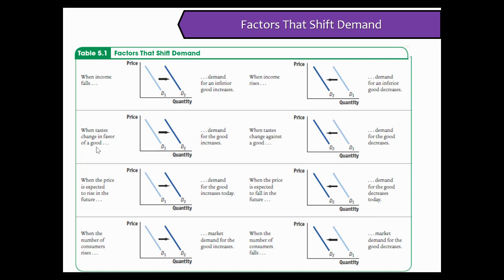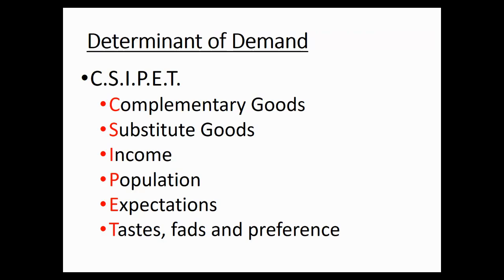Tastes, fads, preferences. If it's favorable, we'll see a demand shift to the right. If it's not favorable or it's not a fad, it'll shift to the left. When we talk about expectations of future prices, when we expect the future prices to rise, we'll buy more of a product today. So we'll see a shift to the right, an increase in demand. When we expect future prices to fall, we're going to buy less today because we'd rather buy more when prices are lower. And then the number of consumers. If the number of consumers increases, that'll be an increase to the right. If we see the number of consumers fall, we'll see a decrease in demand. So once again, I like to use the acronym CSI PET for complementary goods, substitutable goods, income, population, expectation, taste, fads, and preferences.